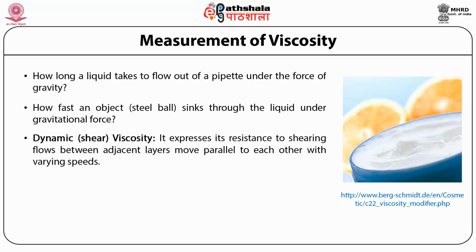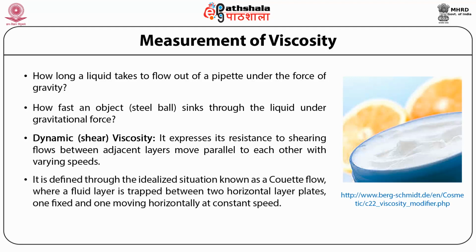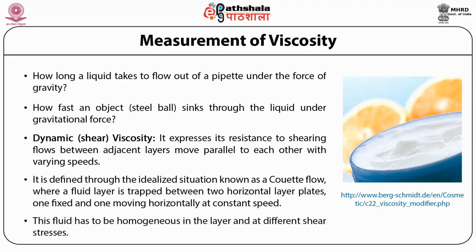The dynamic shear viscosity expresses its resistance to shearing flows between adjacent layers which move parallel to each other with varying speed. It is defined through the idealized situation known as Couette flow, where a fluid layer is strapped between two horizontal plates, one fixed and one moving horizontally at constant speed. This fluid has to be homogeneous in layer and in different shear stresses.